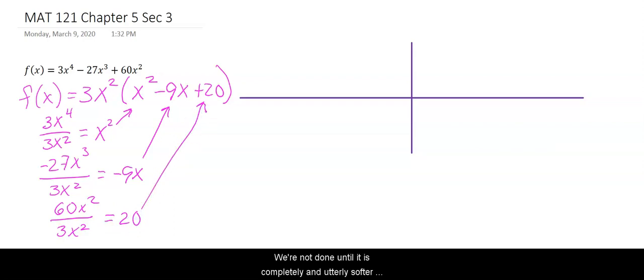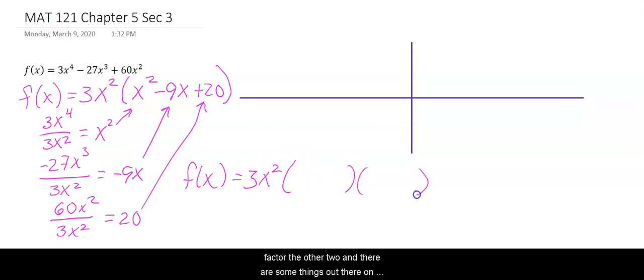Now, we're not done until it is completely and utterly factored. To be completely and utterly factored, I can't have anything higher than degree 2 at most, and even then, only if it won't factor more. And this one will factor more. The x squared minus 9x plus 20 does factor as the product of two binomials. So I need to go ahead and try to factor that. So I'm going to keep going. I'm going to have my f of x again. The 3x squared is going to stay at the front. Now I'm going to factor the other two.